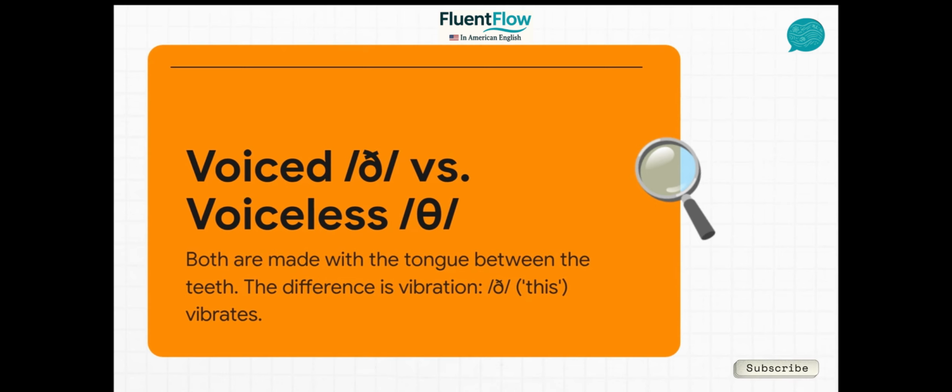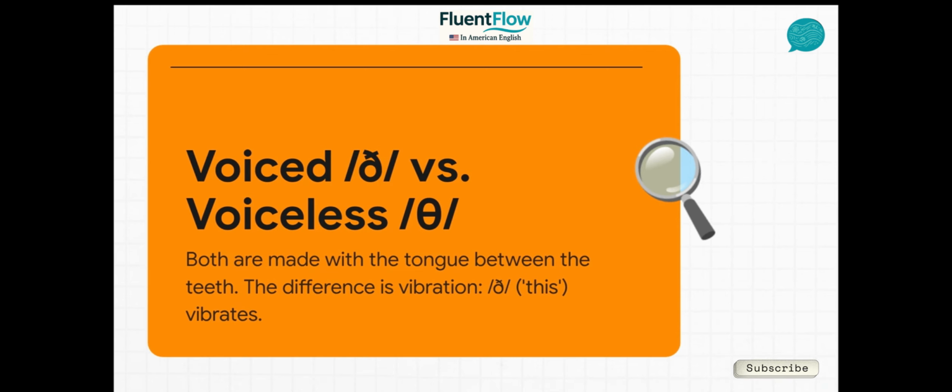Ah, the famous TH sound. And here's a fun fact. There are actually two of them. And the difference is so subtle. It's all about whether you turn your voice on or off. So for a word like think, it's just a puff of air. Your tongue is between your teeth, but there's no vibration. Th. But for a word like this, you use the exact same mouth position, but you hum. You turn on your voice box. The. Feel the buzz in your throat?